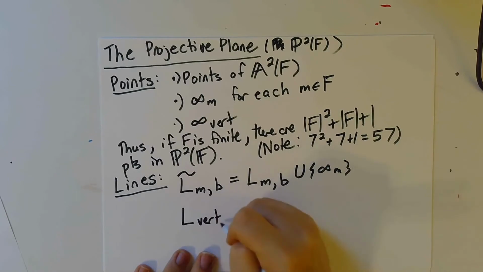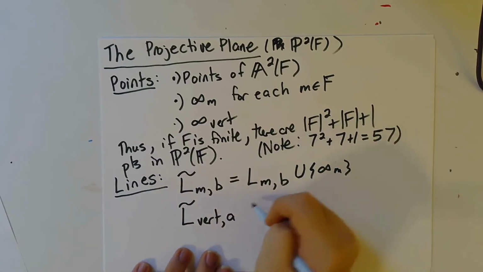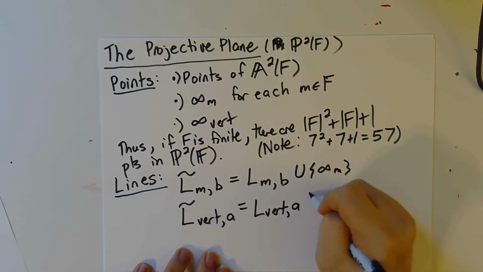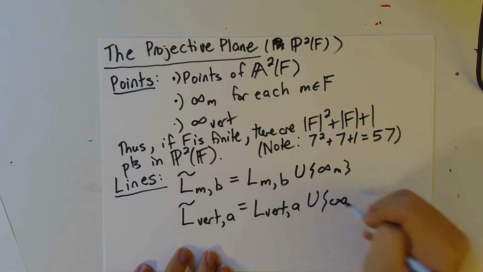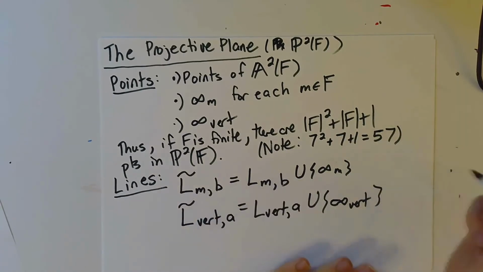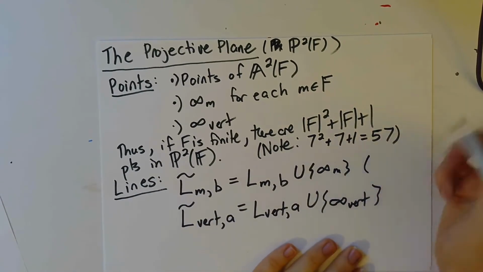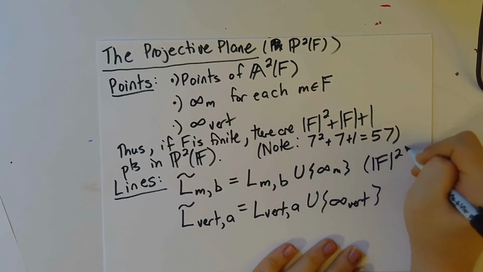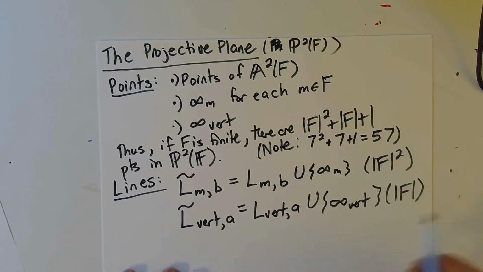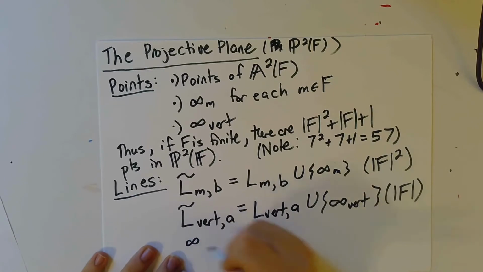Likewise, our vertical lines, I'm going to take exactly the vertical lines before, and I'm going to tack on an infinity sub vert. And so, how many of these are there? There's size of F squared of these. There's size of F of these, one for each possible slope. And then remember, we need to throw in the infinity line, which I guess I will just call L infinity. And this is just going to be all of the infinities.